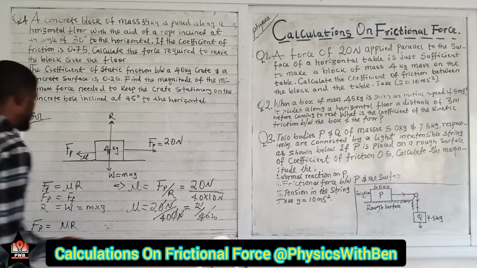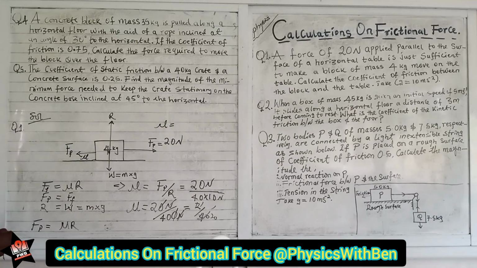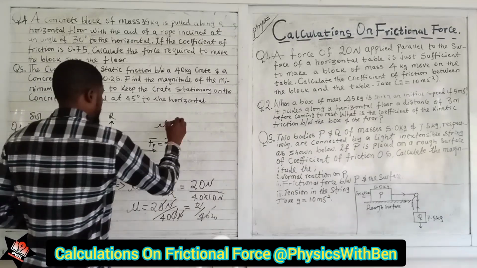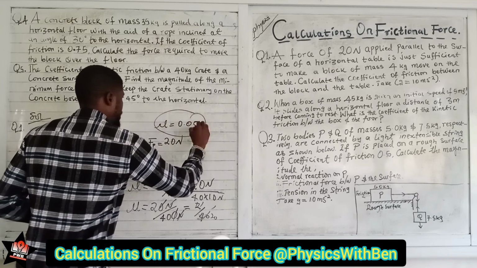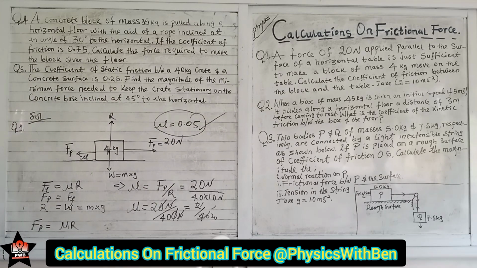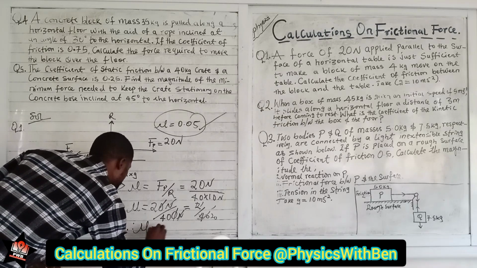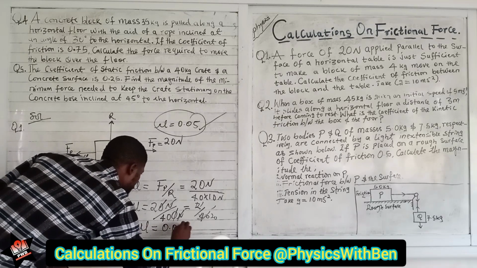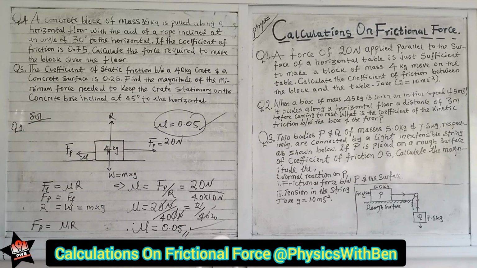So mu, the coefficient of friction, is given to be 0.05. This is our answer. So therefore, mu is 0.05. Remember, mu has no SI unit, and that is our answer for that.